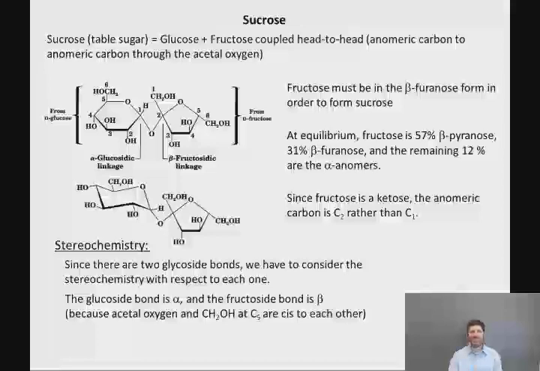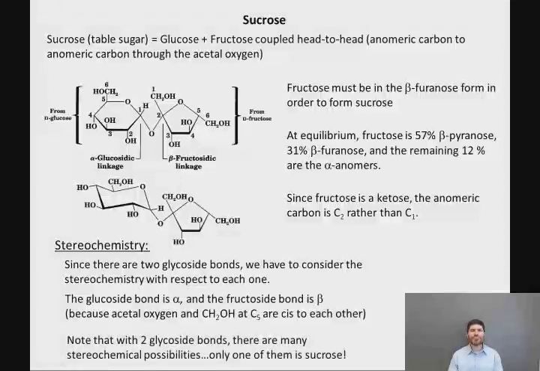Because once again, even looking at the final product in this case, on the glucose side, the acetal oxygen and the CH2OH at C5 are trans to each other, that's the alpha. But on the fructose side, the acetal oxygen and the CH2OH at C5 are cis to each other, and that's the beta on the fructose side.